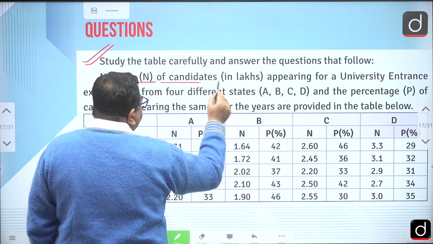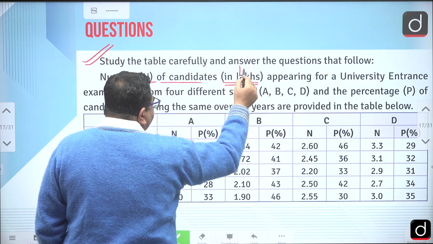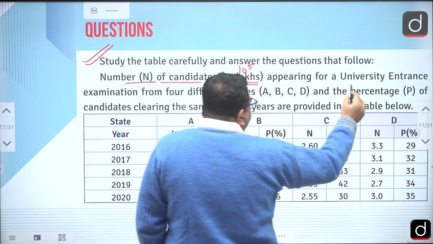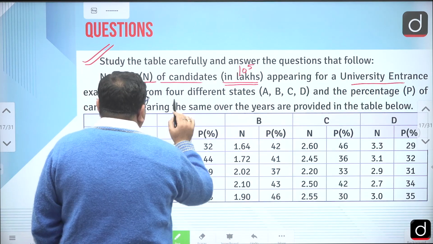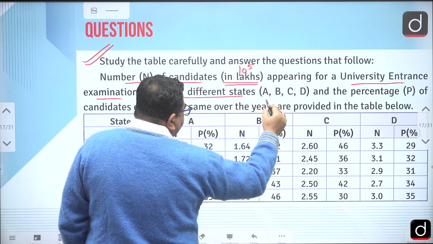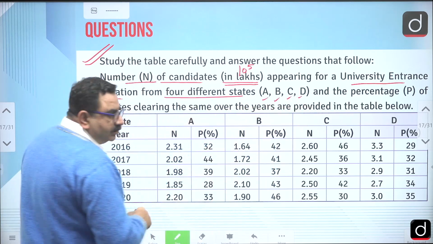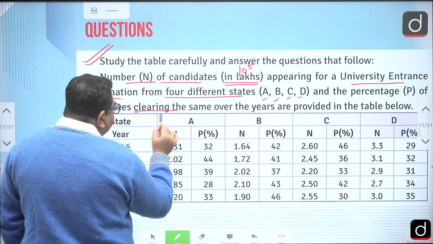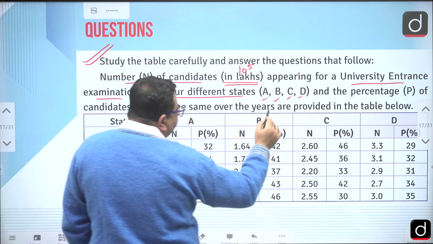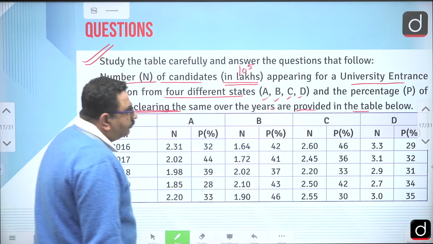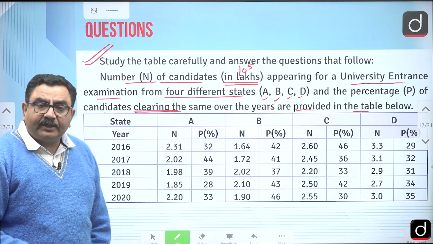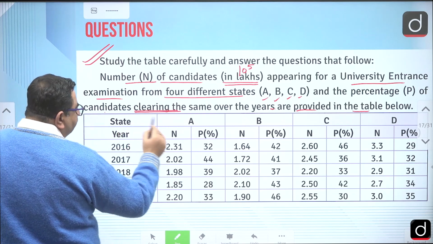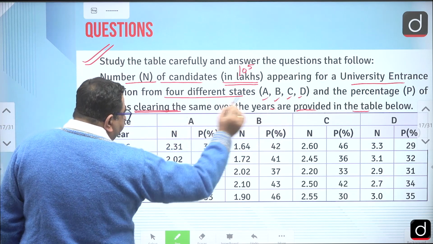Number of candidates in lakhs, means, can I say, in 10 to the power 5, appearing for a university entrance examination from 4 different states, that is A, B, C, D, 4 different states, and the percentage of candidates clearing the same over the years are provided in the table below. So the percentage is of the candidates who have cleared that examination. So likewise, let's say these are the states A, B, C, D, 4 states.